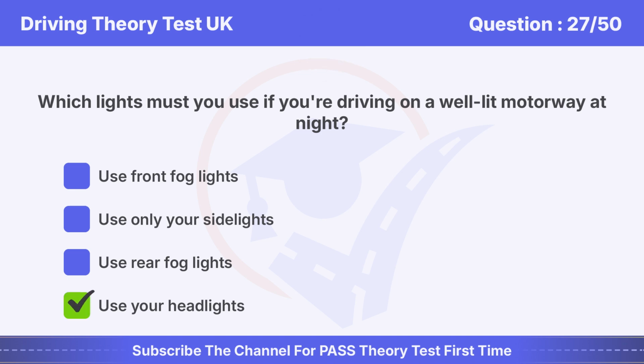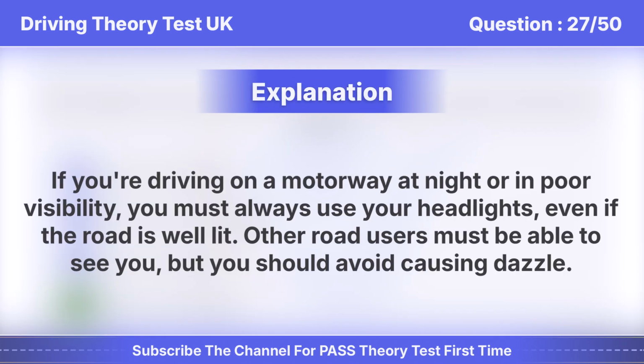Answer is D. Use your headlights. If you're driving on a motorway at night or in poor visibility, you must always use your headlights, even if the road is well lit. Other road users must be able to see you, but you should avoid causing dazzle.